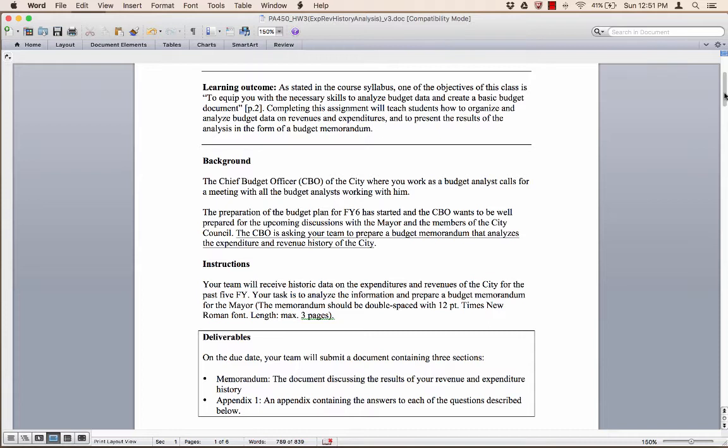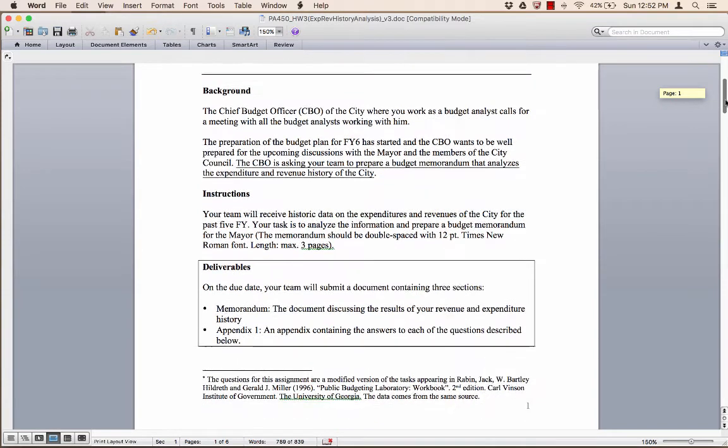And to be able to tell the story, you will need to analyze the information and transform raw data into a meaningful story. This is what you are going to practice with this assignment. On this occasion, the budget memorandum that you will present should be double-spaced with 12-point Times New Roman font and with a maximum length of 3 pages.